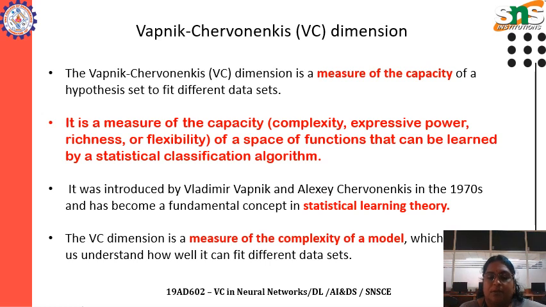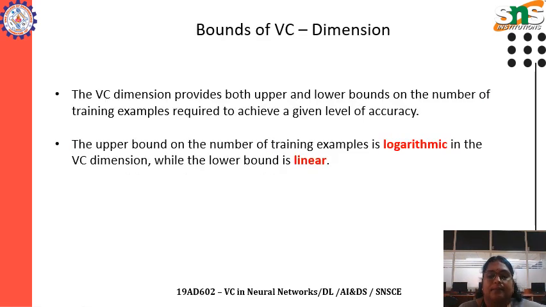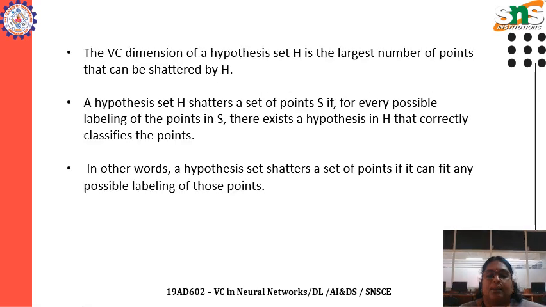The VC dimension is a measure of complexity of a model. It is mainly used to understand how well a model fits different data sets. The bounds of VC dimension: VC dimension provides upper and lower bounds. The upper bound depends on the number of training examples, which is logarithmic, and the lower bound is called the linear bound.